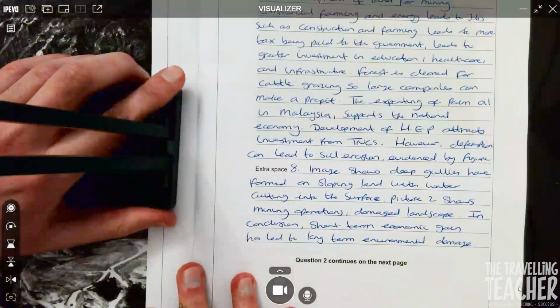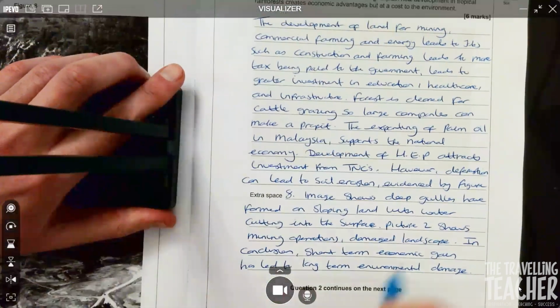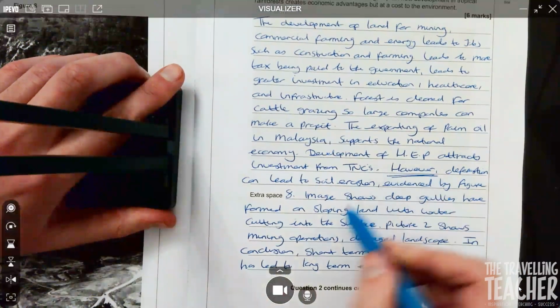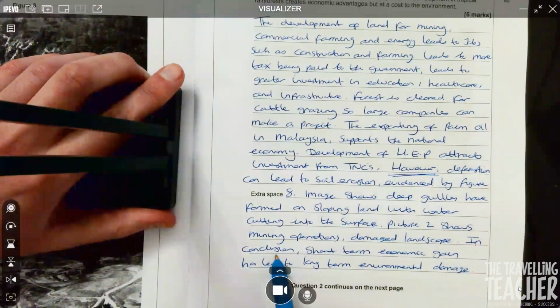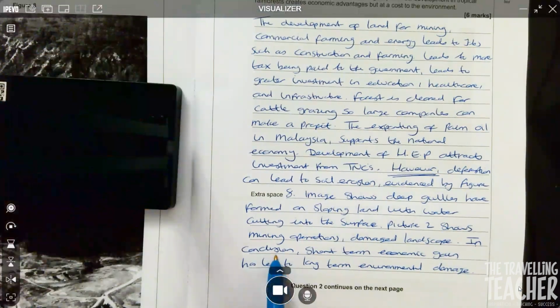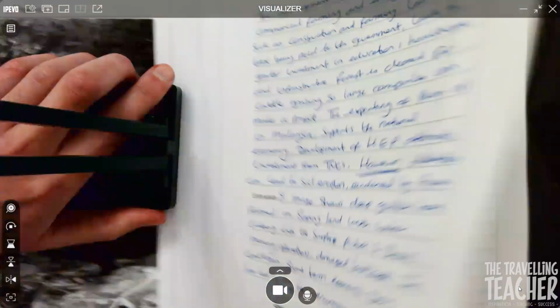So first part of the answer, I'm referring to the economic advantages. I then used the word however, and I'll start talking about the environmental damage, and I've summed it up with a conclusion at the end. Well done, guys.